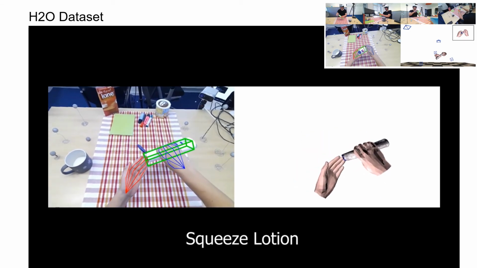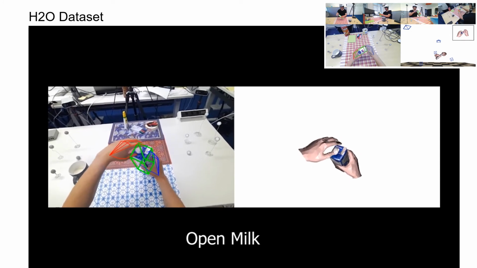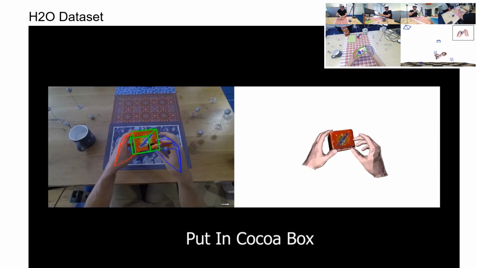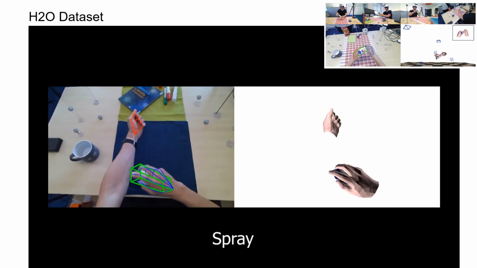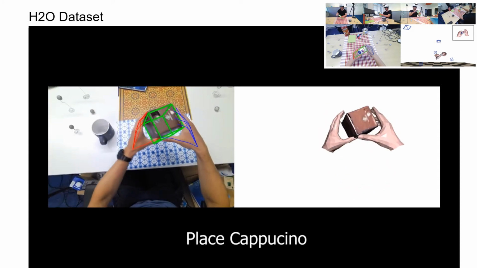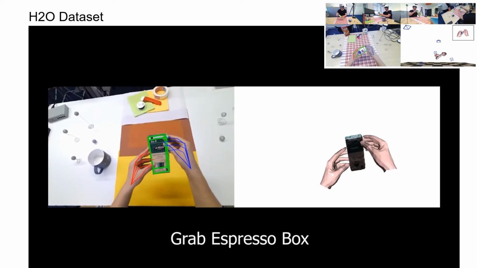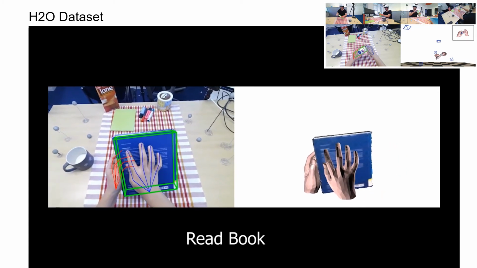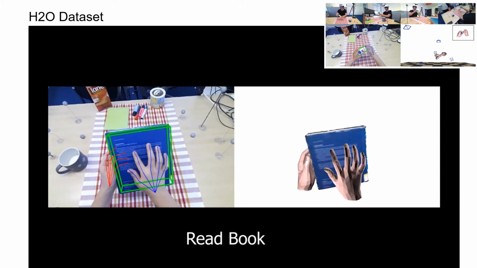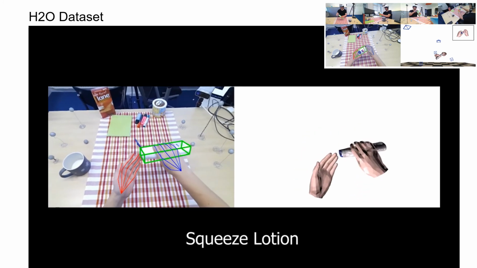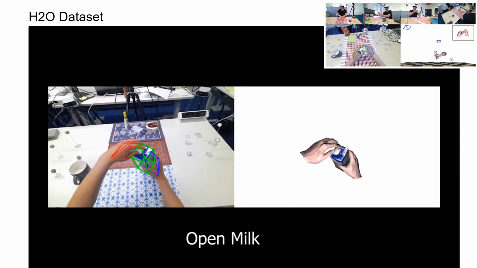Therefore, we collected a new dataset called H2O. Our dataset provides synchronized multi-view RGBD images, action labels, object classes, ground truth 3D poses for left and right hands, 6D object poses, camera poses, object meshes, and scene point clouds. In order to collect the ground truth labels for both hands and object, we used multiple cameras and jointly optimized the pose of hands and object.